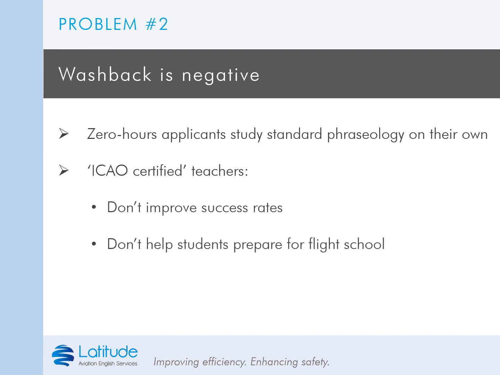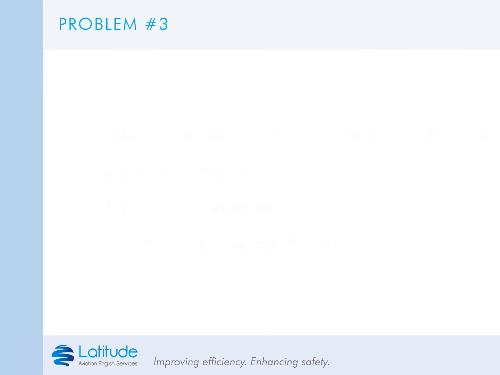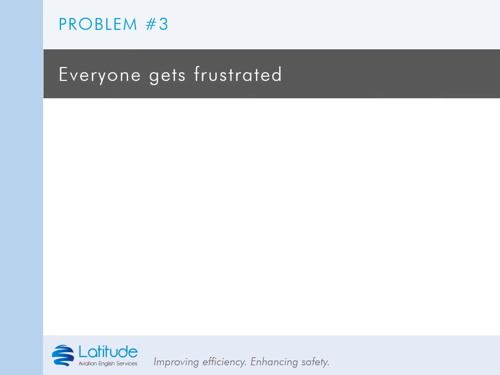The teacher is not an aviation subject matter expert, so the training doesn't help the students pass the test. And that doesn't prepare the students for the things they will need to do at flight school, such as read manuals, listen to instructors in the classroom. The students are not getting what they need. Problem 3. Everyone gets frustrated.